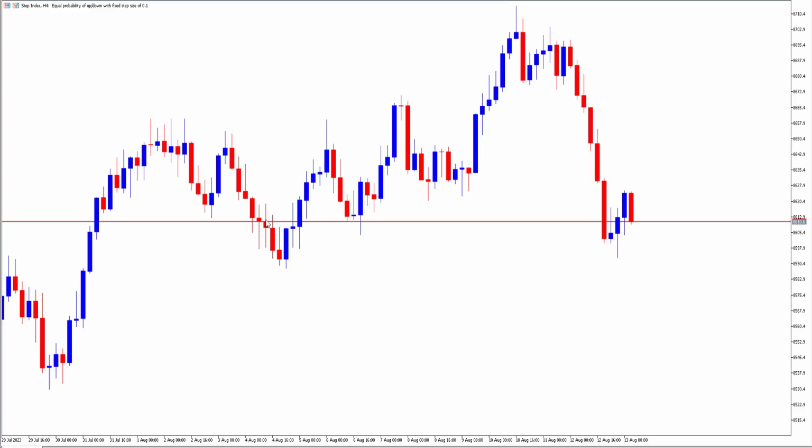When I dropped down to the 4-hour time frame, this was what I saw. Price was moving, break of structure, retraced into fair value gap. And one thing with this asset is that it respects fair value gaps so well.